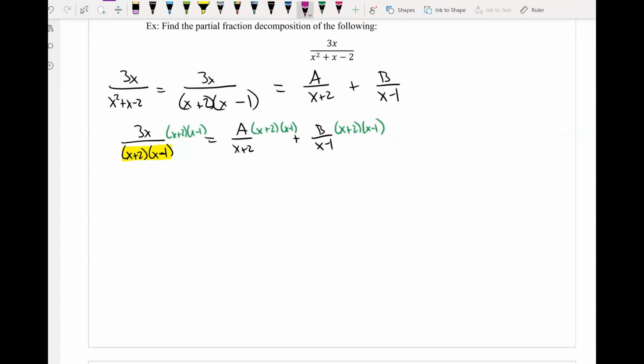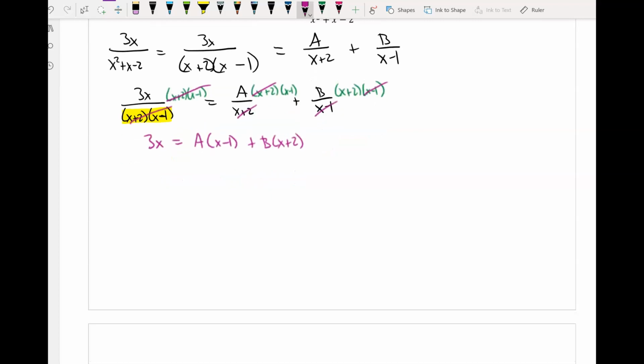So you can see that this guy cancels out. So you just are left with a 3x. For this guy, the x plus 2's cancel out, so you're left with a times x minus 1. This guy, the x minus 1's cancel out, so you're left with b times x plus 2. So you have 3x is equal to ax minus a, and now we're going to have plus bx plus 2b. Okay, so we're going to have that.